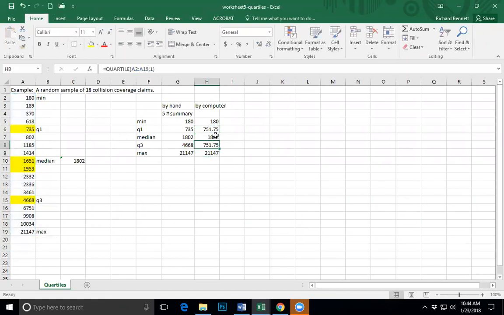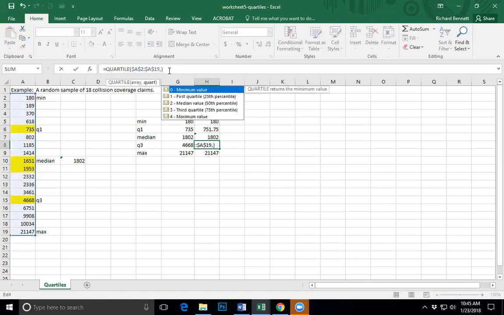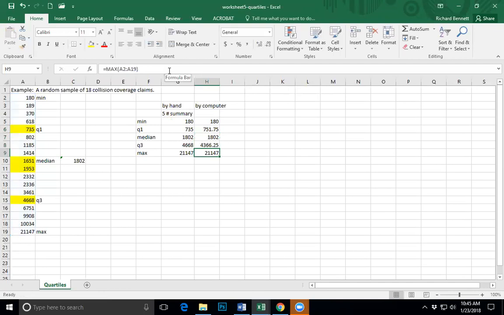Or if I had done the F4 in the first place, and if I copy that and paste it, it should be exactly the same. And now I just need to change that 1 to a 3 because I want the 3rd quartile. Okay? So you really have to understand what you're doing. You can't just memorize a bunch of steps. You've really got to understand this.